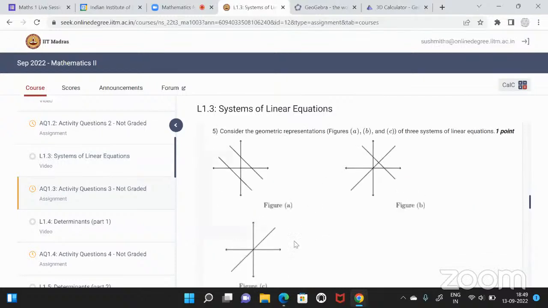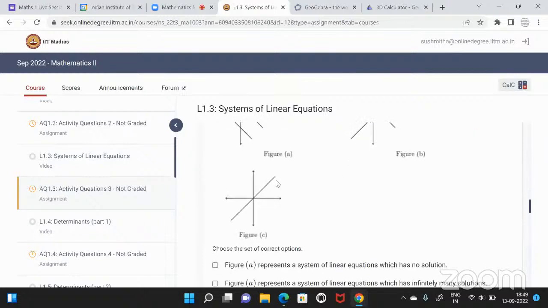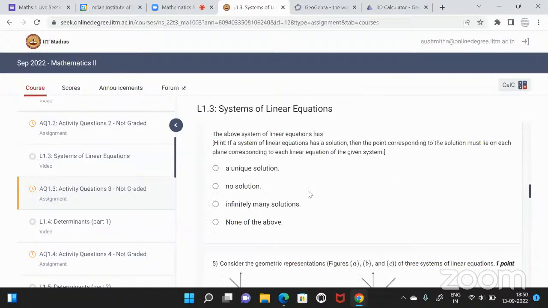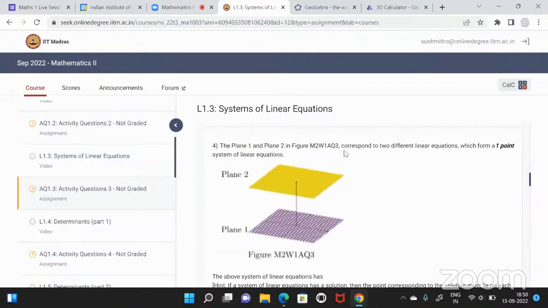So something like this. You have only these three cases. Parallel means no solution. They intersect at exactly one point means unique solution. They lie one on top of the other, that is infinitely many solutions. Even if they intersect, then it will have infinitely many solutions. Right. If they intersect, yes, because we have only two planes, they will intersect along a line.